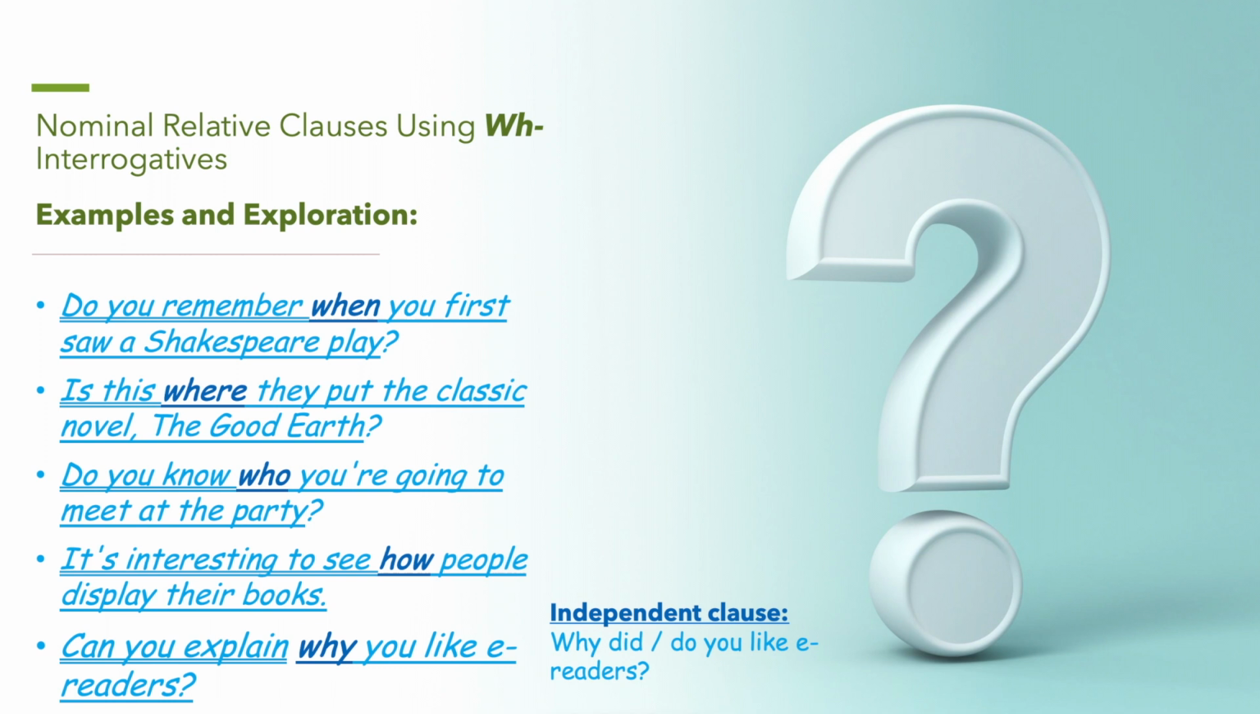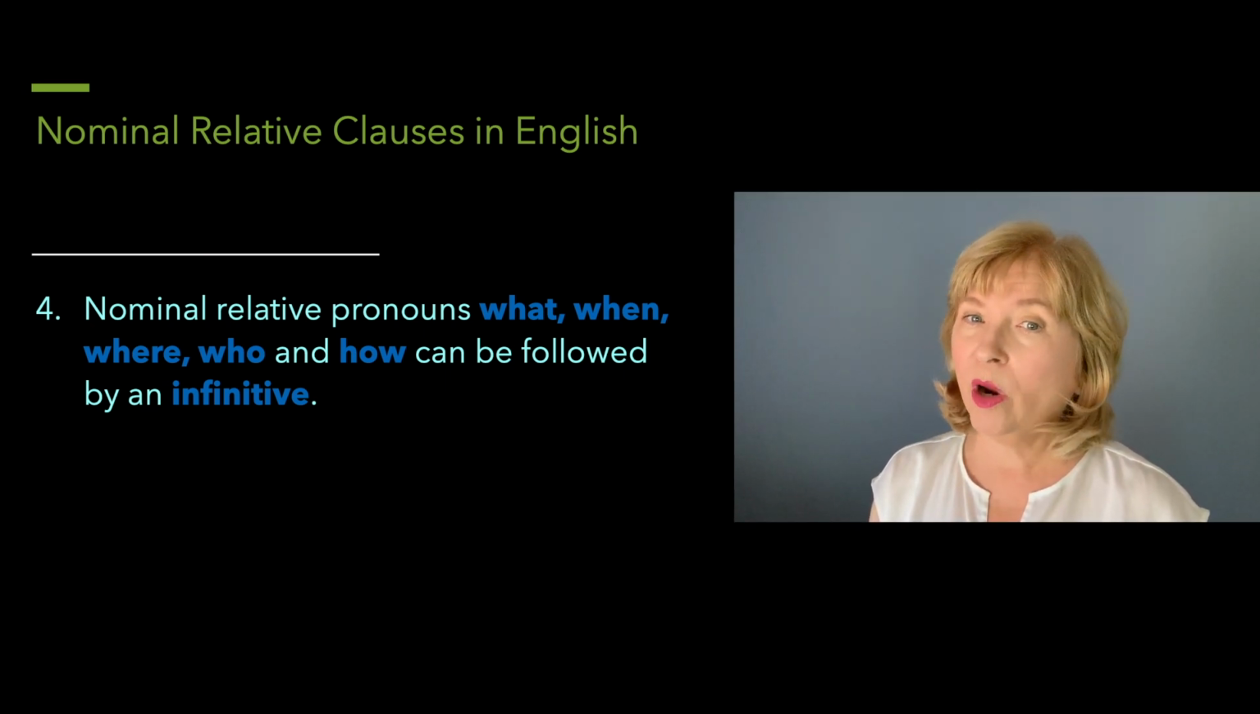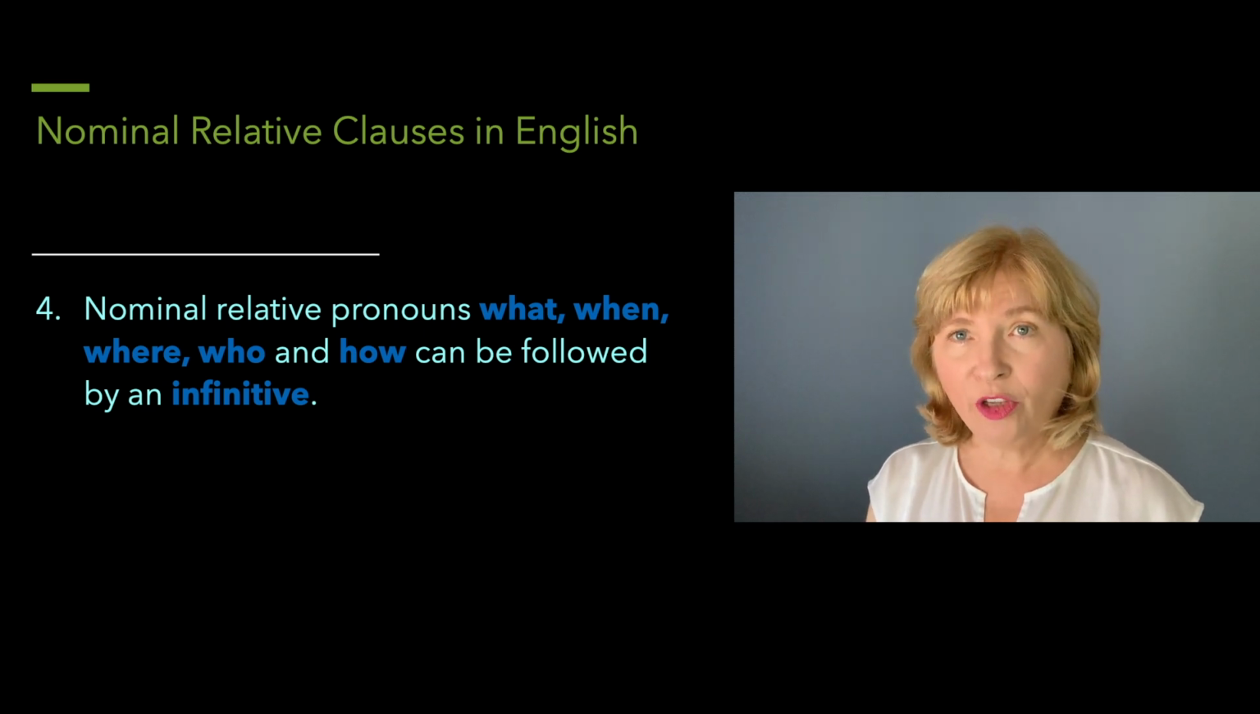If it doesn't, leave a comment and I'll see if I can find a better way to make it clear for you. Let's get back to the rules. I still have plenty of those. Rule number 4. Nominal relative pronouns what, when, where, who, and how can be followed by an infinitive.